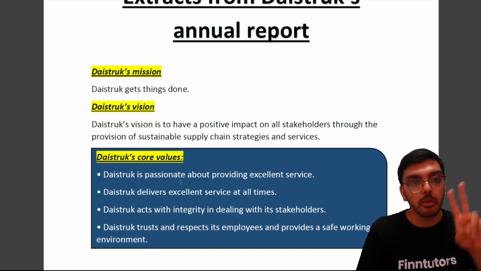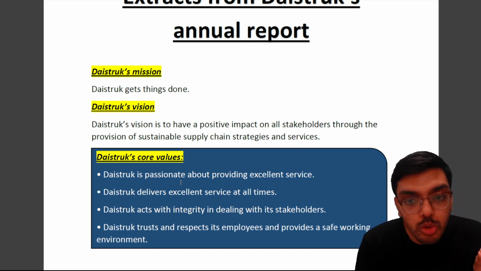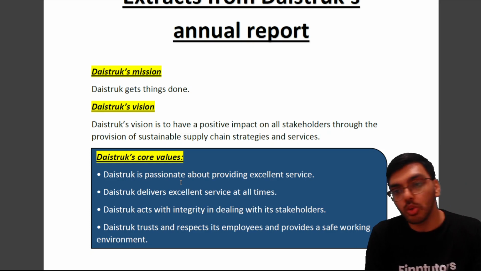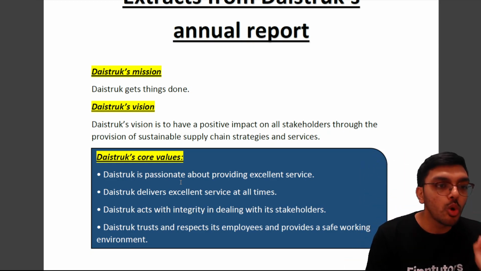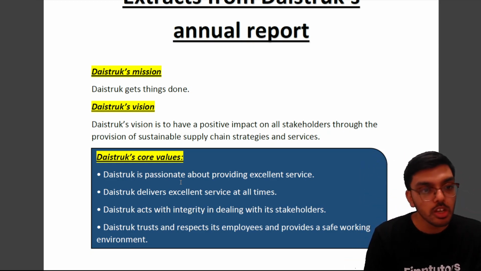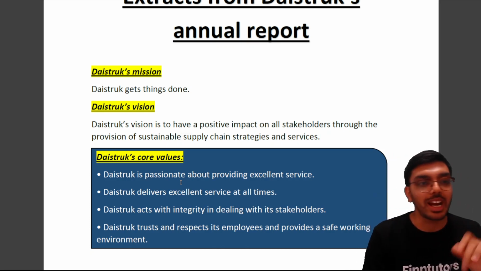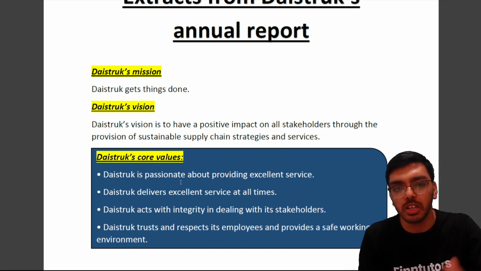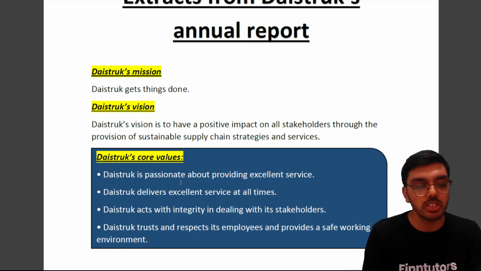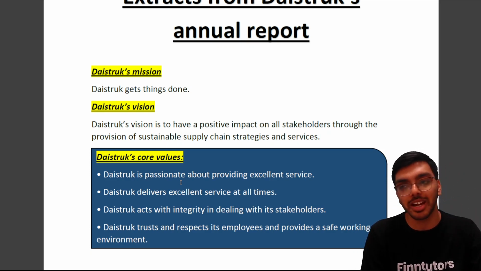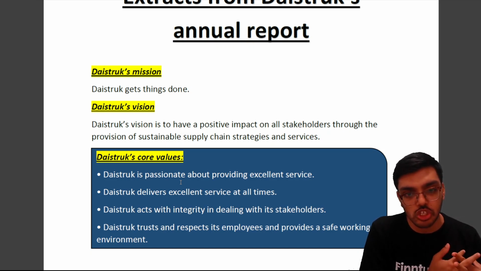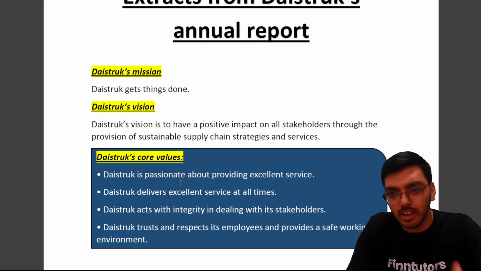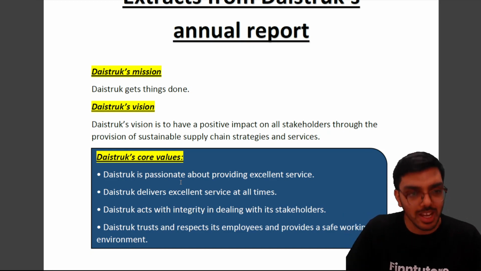Fine. But this is also giving you good ideas to include when you go to mock question writing. So when you start writing mock questions, let's say for example you are writing about the company's future steps, you can start your answer by saying our mission is to get things done. So this can be something that Daistruk takes up as a challenge, and then you go on and write your answer, finish your answer.